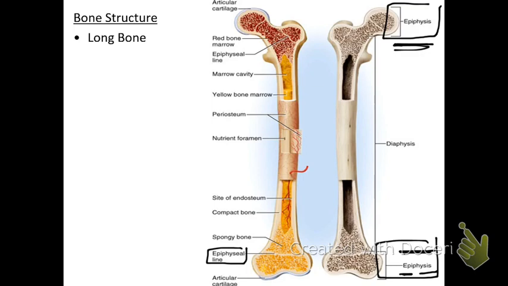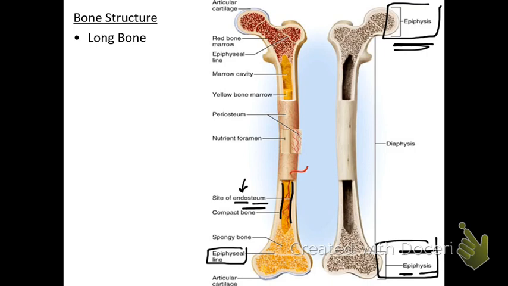A couple more things. Endosteum. Endo means within, osteum means bone. So within the bone, there's a layer. Basically, this is the layer where the compact bone meets the spongy bone, right? So just think the endosteum is where the compact bone meets the spongy bone.